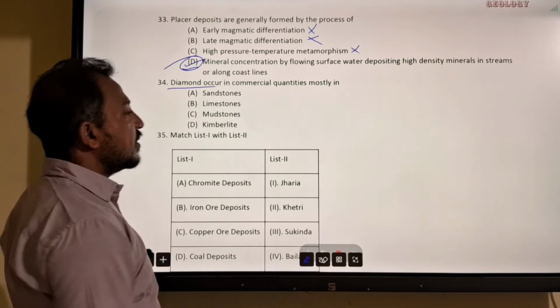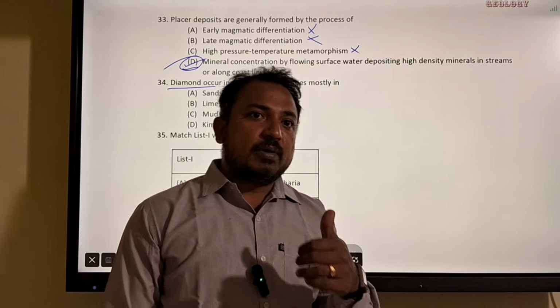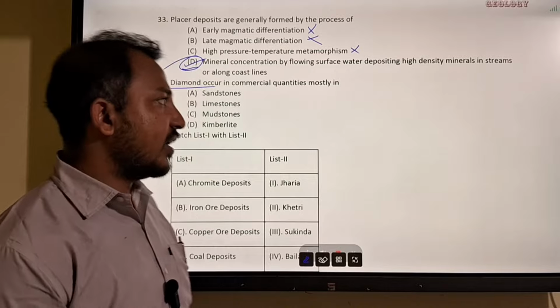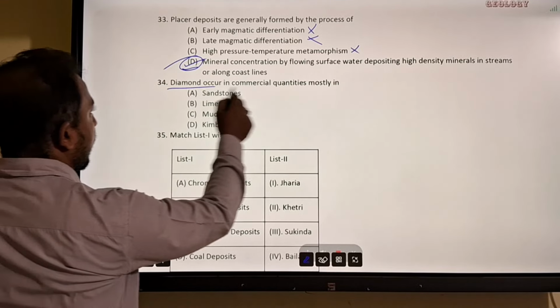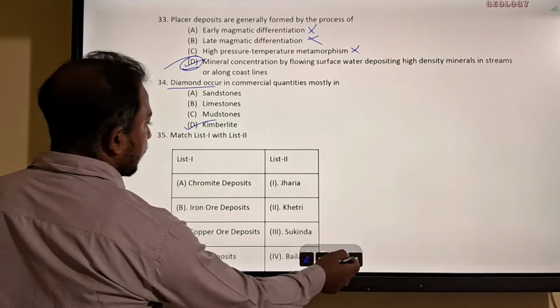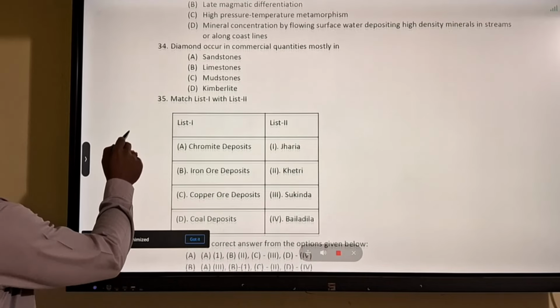Next, diamond occurring in commercial quantity. It is very important to remember, diamond always occurs with kimberlite. You find some diamond in lamproite and lamprophyre, but most diamond in commercial quantity occurs in kimberlite. Always remember, diamond occurs with kimberlite.